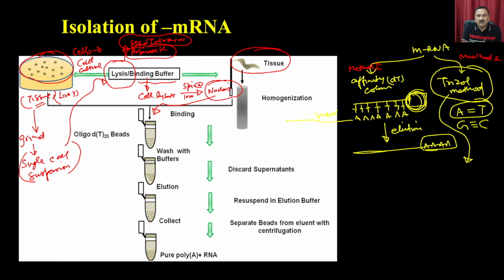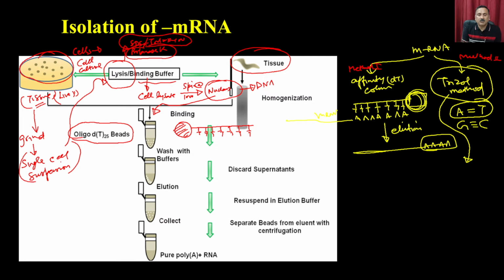If you remove the nucleus, you are going to get rid of the DNA. Then you take the messenger RNA, put it into the binding buffer, and you have the oligo-dT beads. As I explained, the oligo-dT beads are agarose beads, and they also have the linker. That linker has T residues attached to it. This means these linkers are going to have very strong and specific binding for the A residues.